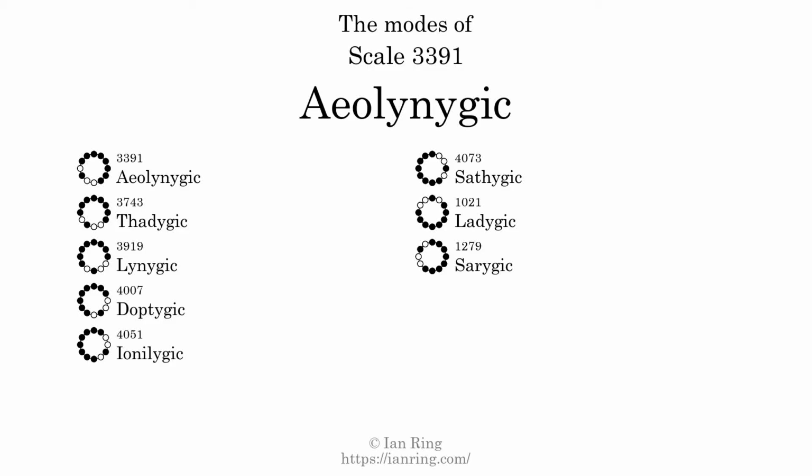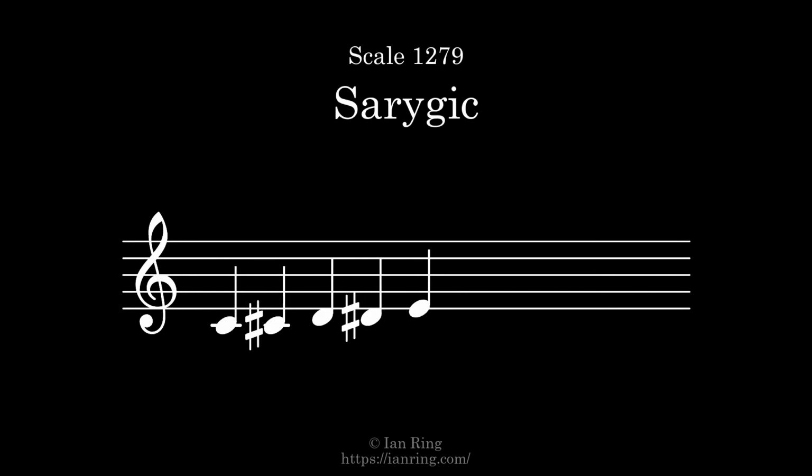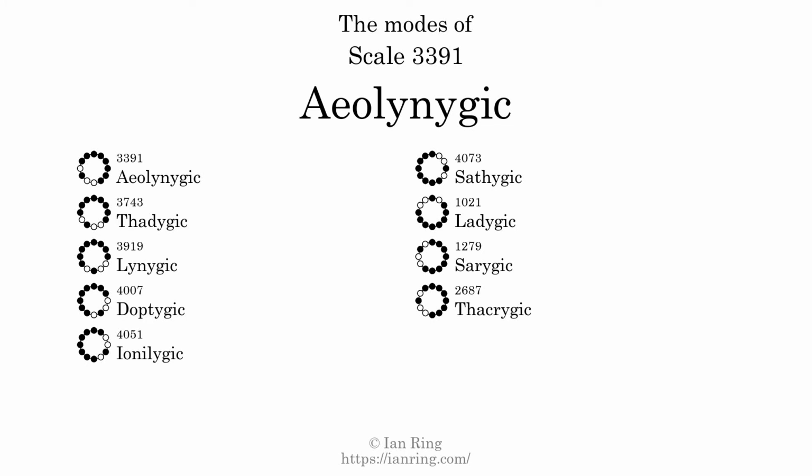The eighth mode is scale 1279, also known as symmetry. It sounds like this. The ninth and last mode is scale 2687, also known as triads. It sounds like this.